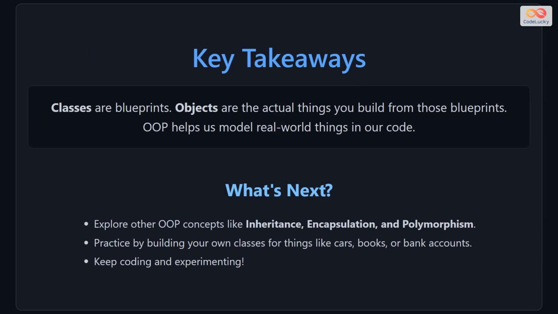So, to summarize, classes are the blueprints, and objects are the actual instances you create from those blueprints. Using OOP allows us to model real-world concepts in our code. To continue your journey, I recommend exploring more advanced OOP topics like inheritance and polymorphism, and to practice by building your own classes. Thanks for watching.